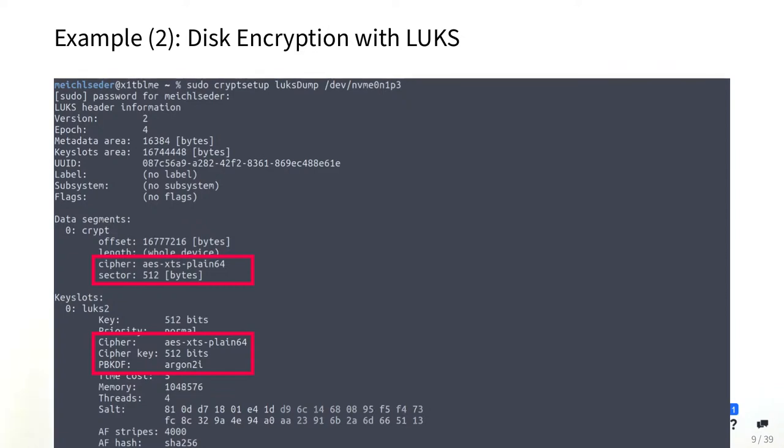In both of the cases we heard so far, the first building block was AES, which denotes the primitive, and the stuff that comes after tells you the mode of operation, so how to build the encryption scheme from the primitive. And on the bottom, you also see some more information about where the key comes from. In this example, it comes from a user input and is processed with a key derivation function to get the key.